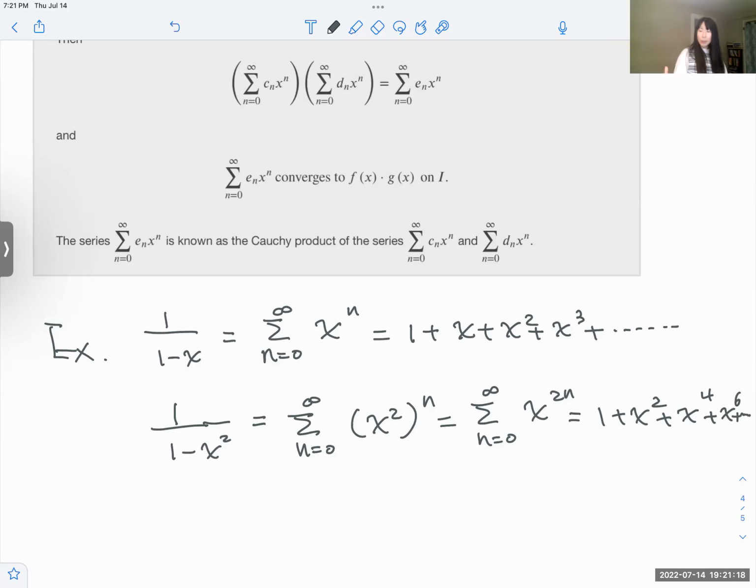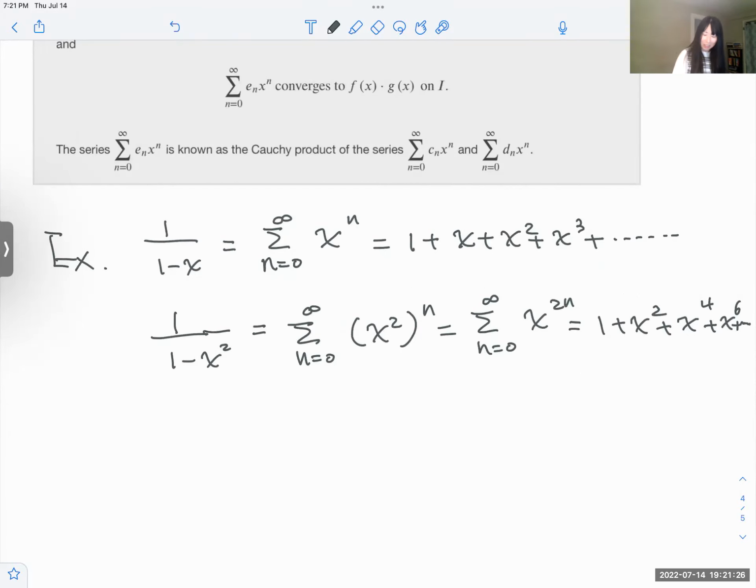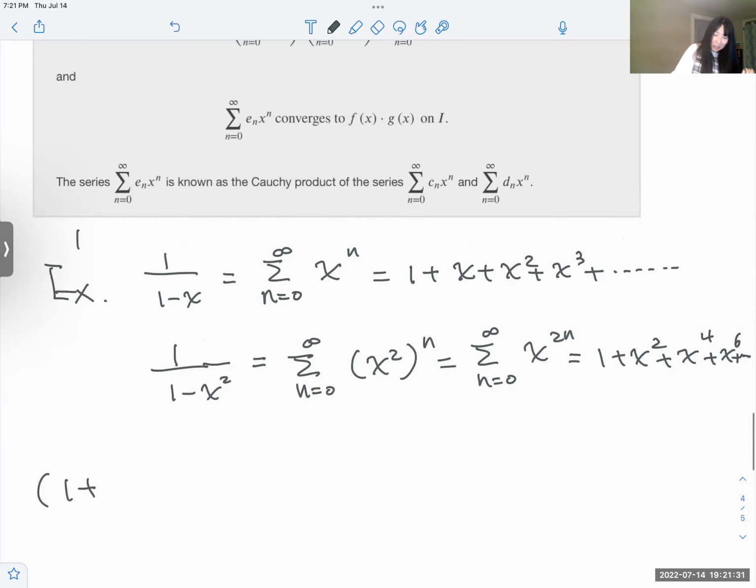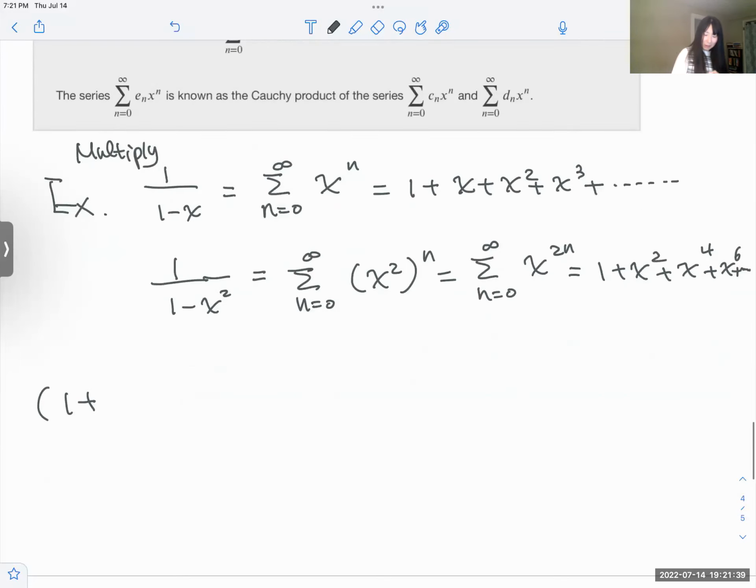Okay, how to multiply? Just term by term. We know how to multiply a polynomial, right? Well, it's a lot of work. So let's multiply. 1 plus x squared plus x to the third. We multiply by 1 plus x squared plus x to the fourth power.